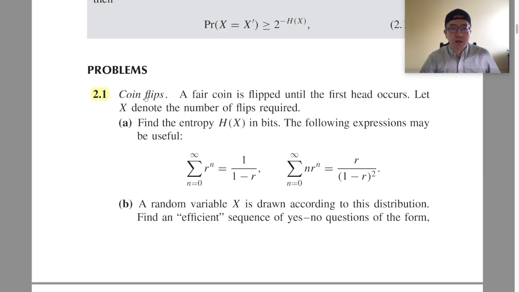So 2.1 is coin flips. In this problem we have a coin and it's flipped until the first head occurs, and then let the random variable X denote the number of flips required. The first question asks us to compute the entropy of X. Okay, so let's see how we solve this problem.